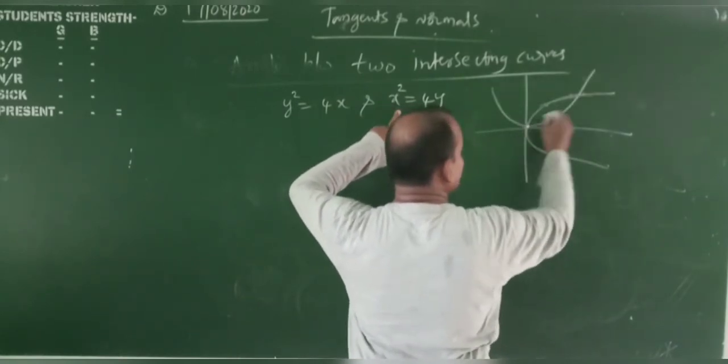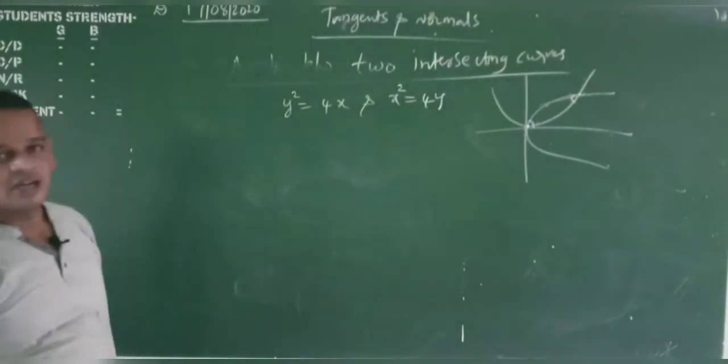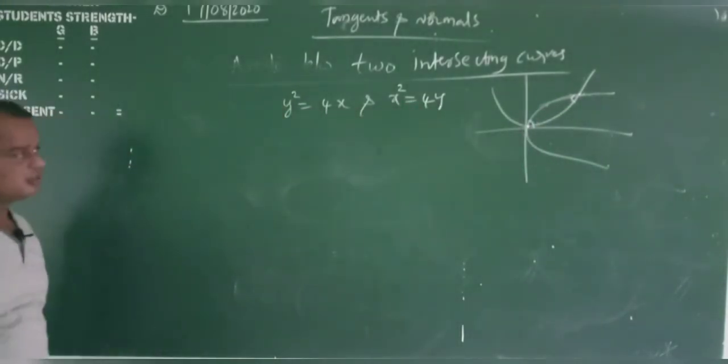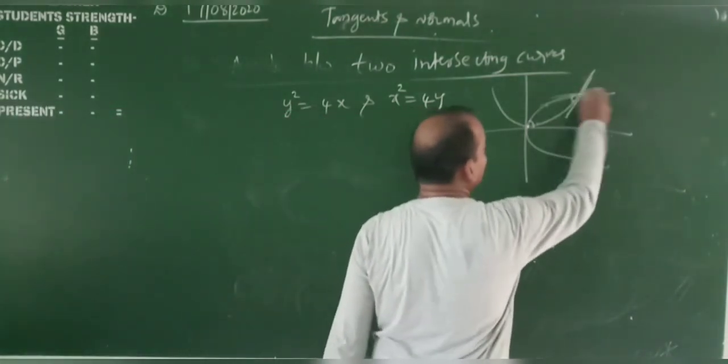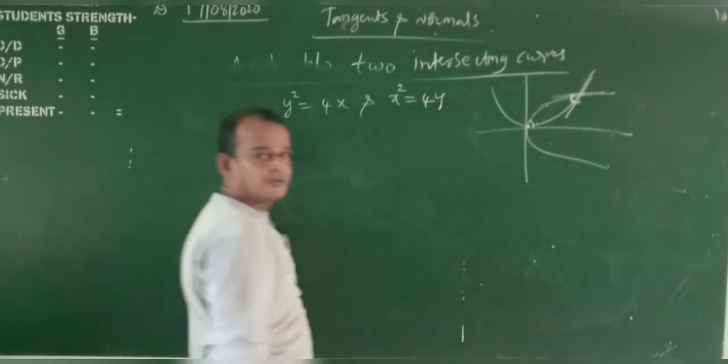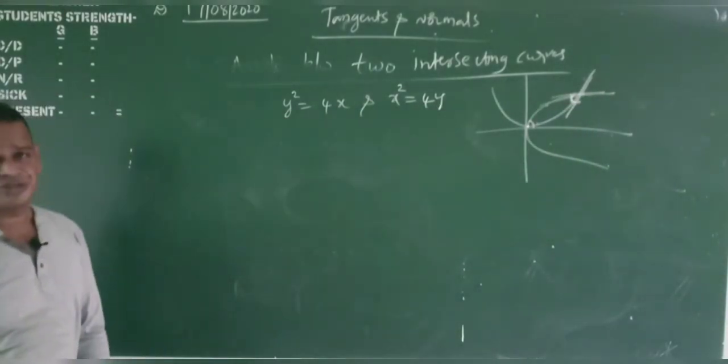And this is the origin, this point here. The angle between the curves is found at the point of intersection, not at the origin. Observe that both curves pass through the origin, so one point of intersection must be the origin.